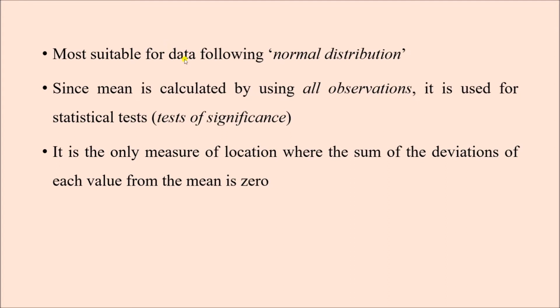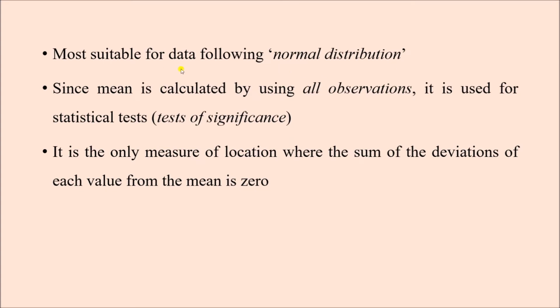Now the mean is most suitable for data following normal distribution. When the observations in the data follow normal distribution, mean is the most suitable measure of central tendency. Many of you may be confused about what I mean by normal distribution. This is a completely different topic that needs further explanation, and in a future video I shall definitely talk about normal distribution. This is very important.